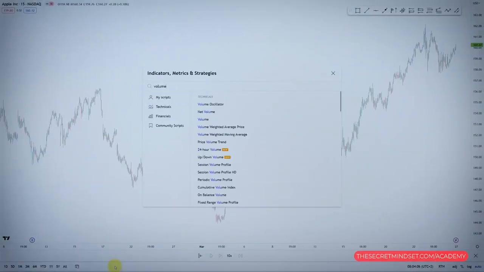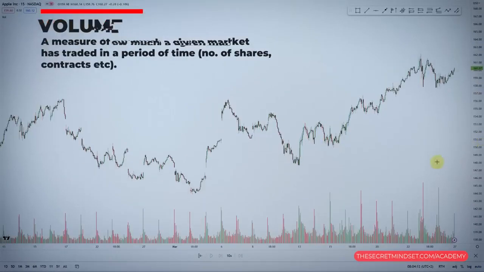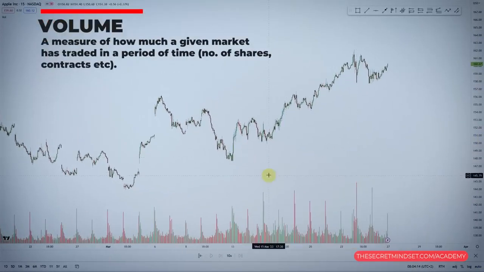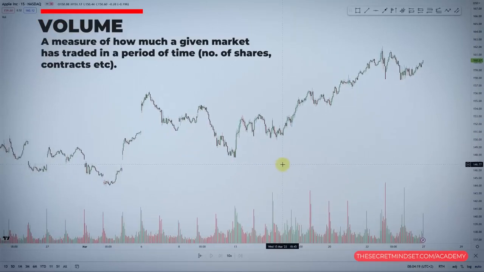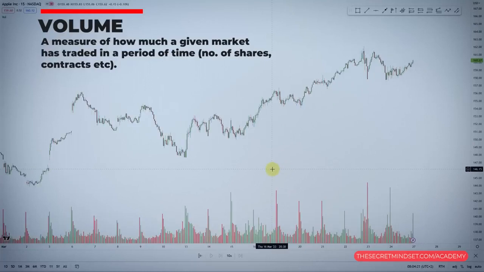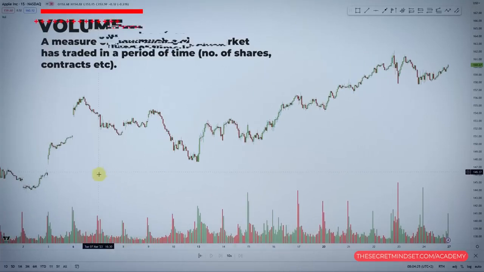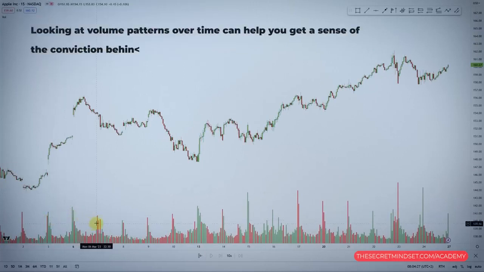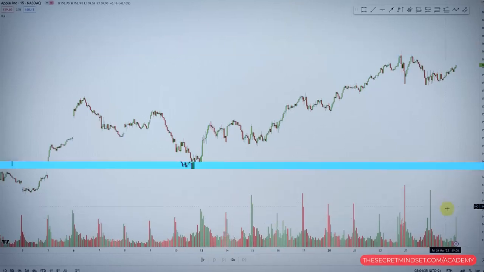Volume plays a key part in the current and future direction of a market. Trading volume is a measure of how much a given market has traded in a period of time. For stocks, volume is measured in the number of shares traded. For futures and options, volume is based on how many contracts have changed hands. Looking at volume patterns over time can help you get a sense of the conviction behind advances and declines in specific markets.